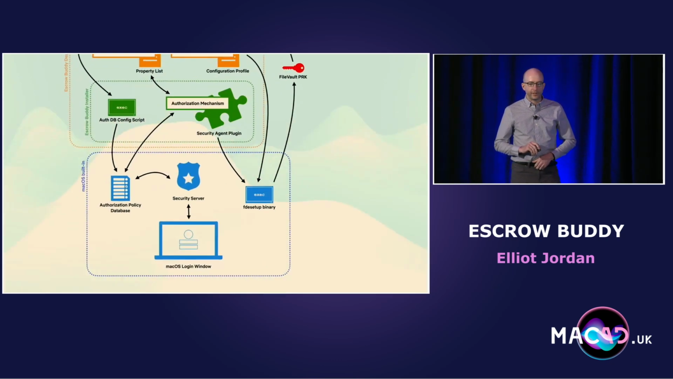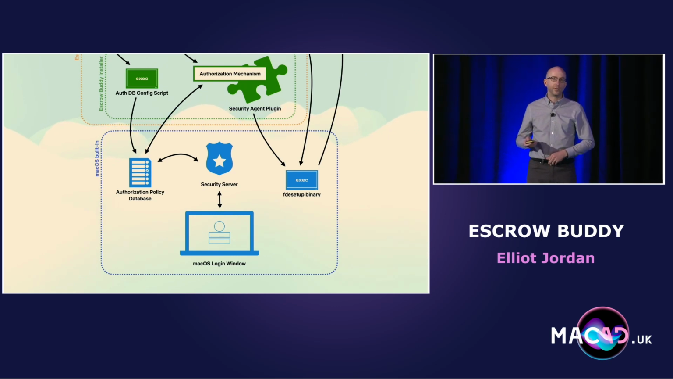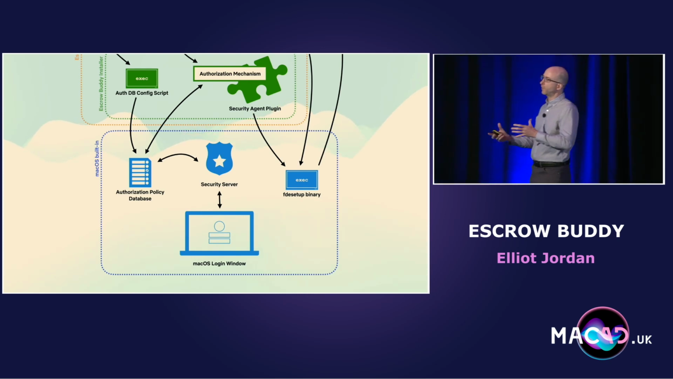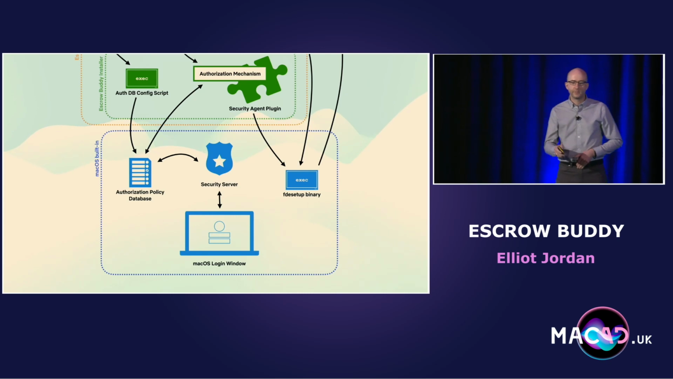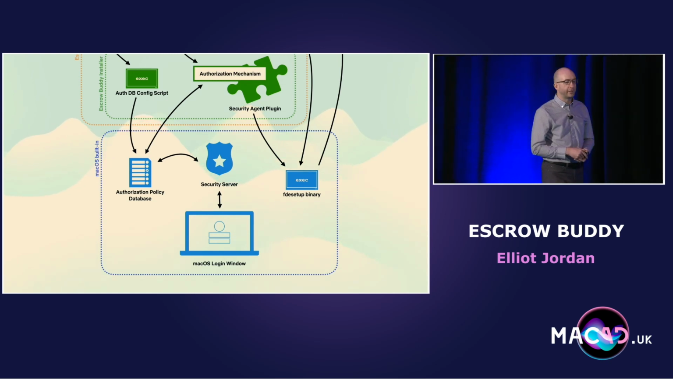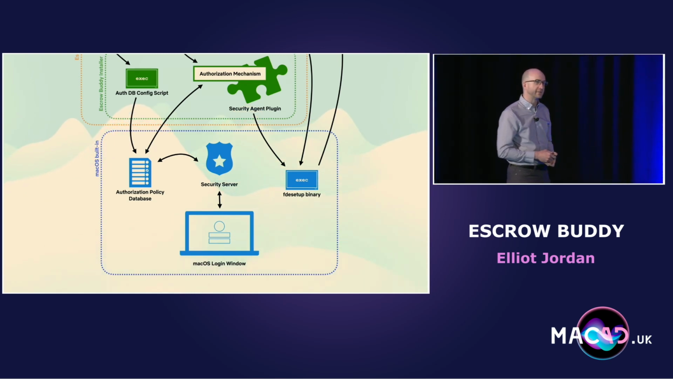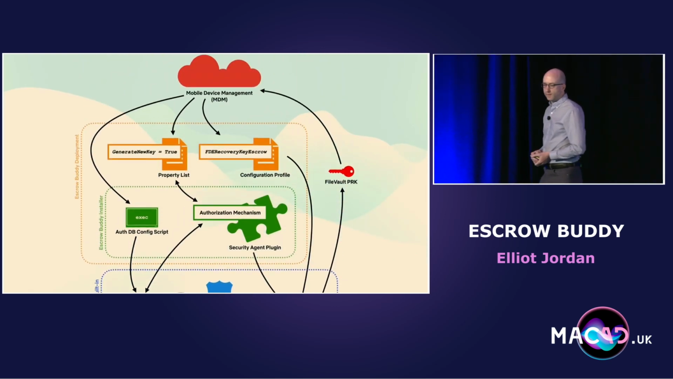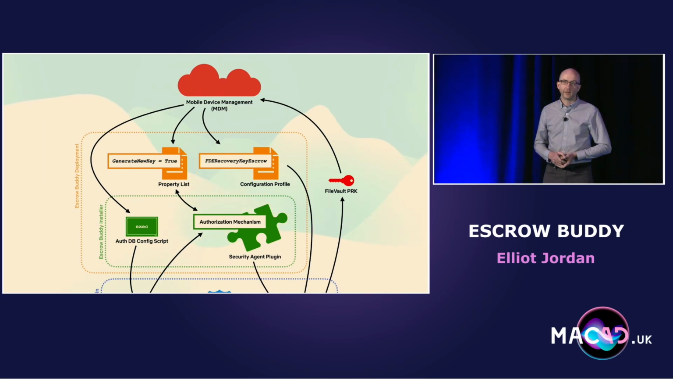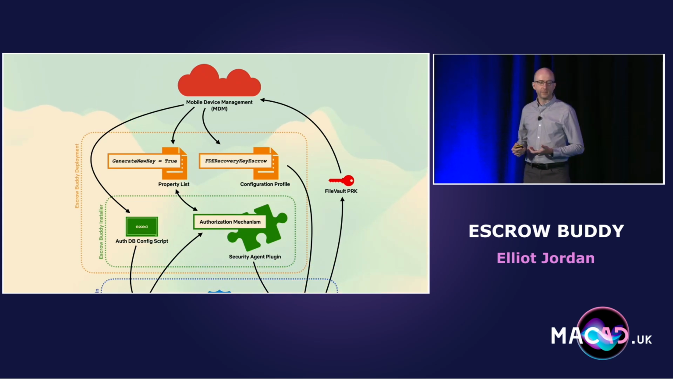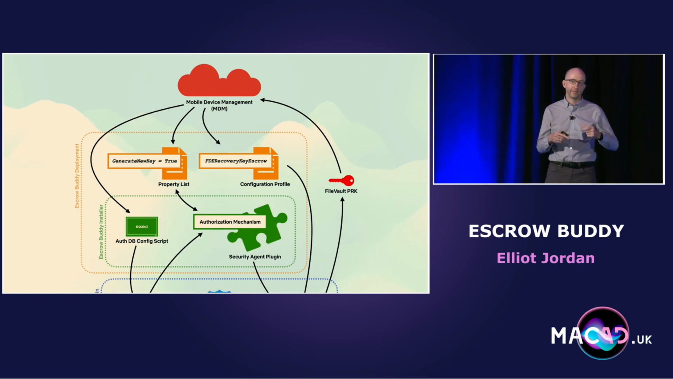So I've created a diagram here of the systems and components used by Escrow Buddy to kind of illustrate what is part of macOS, what is part of Escrow Buddy, and then what is part of your deployment of Escrow Buddy and the customization that you do. So the items in blue are the trusted macOS built-in components. So it's using the first-party login window, the authorization database, and the security server built into macOS to make this happen using Apple tools like the fdesetup binary and other frameworks. The green item is what Escrow Buddy includes. That's the authorization database configuration script that runs as part of the installer, and the security agent plugin itself, which contains the authorization mechanism that does the work.